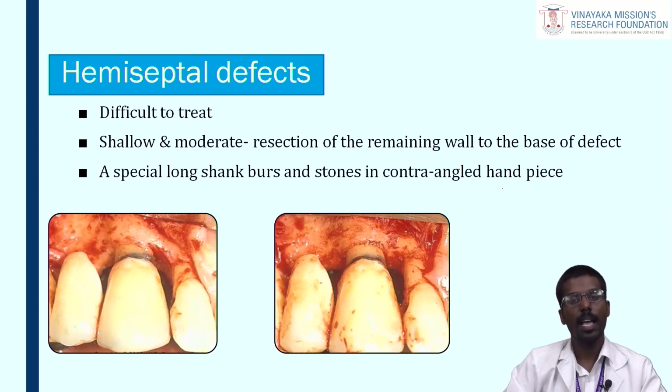Now, the next one is the hemiseptal defect. We all know that hemiseptal is nothing but a one wall defect, that is, one wall is going to be present in the interdental area where the patient feels it very difficult to manage. So, we are going to remove this one wall defect, otherwise the hemiseptal defect, so that the patient can easily maintain that area.